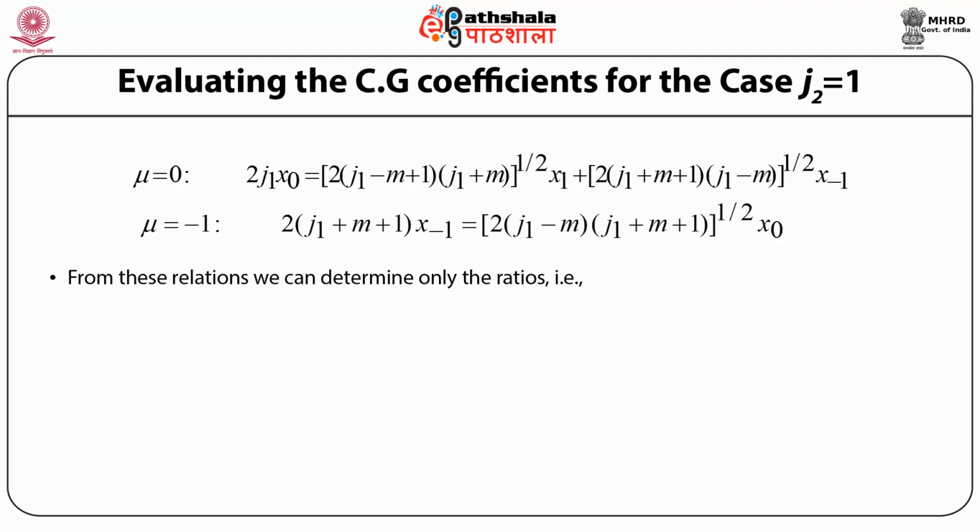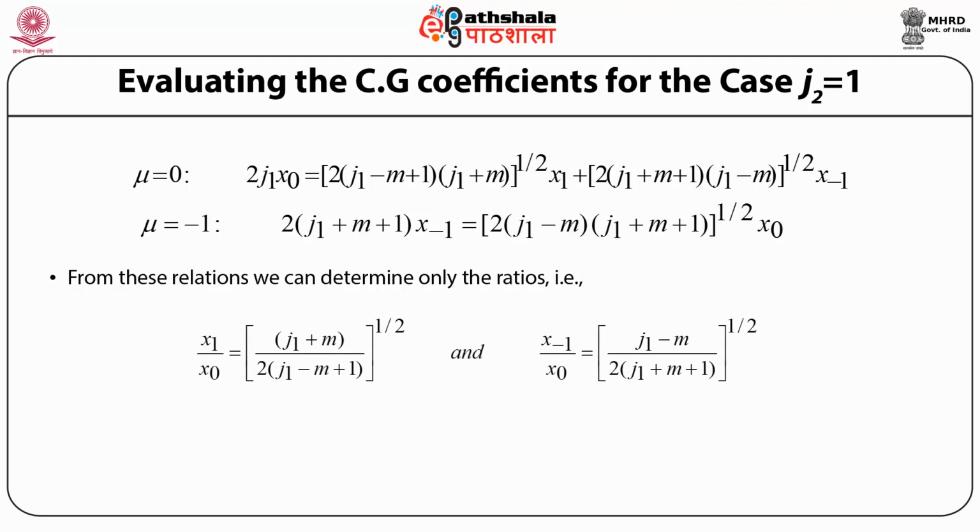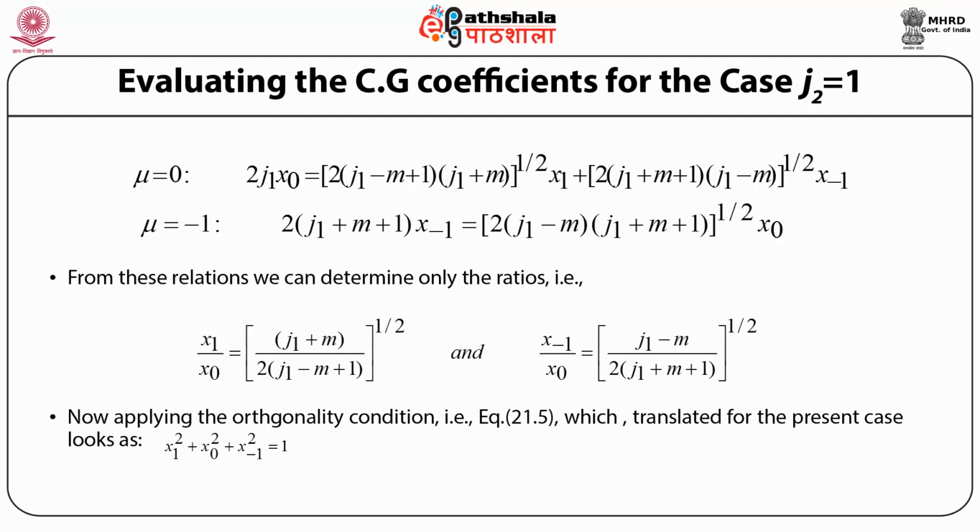From these relations, we can determine only the ratios, that is x1 by x0 equals (j1 plus m) by 2 into (j1 minus m plus 1) whole to the power half, and x minus 1 by x0 equals (j1 minus m) by 2 into (j1 plus m plus 1) whole to the power half. Now applying the orthogonality condition, that is equation 21.5, which translated for the present case looks as x1 square plus x0 square plus x minus 1 square equals 1.